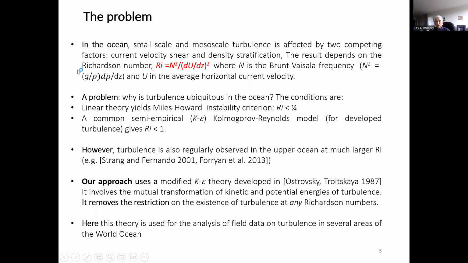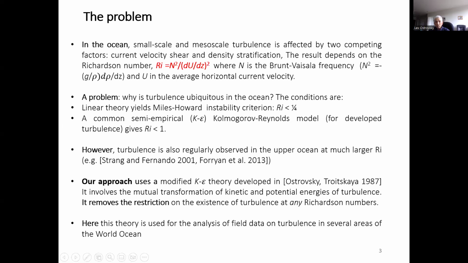The early and, up to now, the main theory which is used is the theory of John Miles, who linearized the equations of shear flow in the density stratification, and obtained that if this Richardson number is smaller than 1/4, it can be unstable. When it's unstable, it can grow and break and create turbulence. But much of the turbulent areas in the ocean exist for much larger Richardson number.